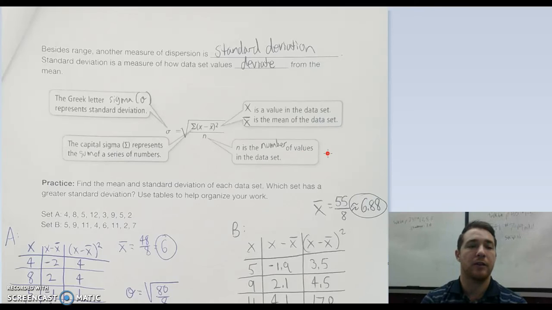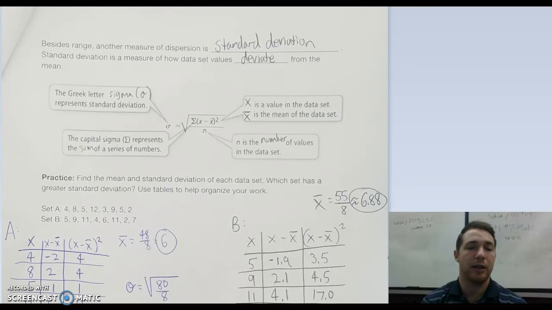So for practice, we're going to find the mean and standard deviation of these two data sets, and we're going to try and see which one has a higher standard deviation. It looks like a lot to do with that formula. Again, it's some Greek in there. It looks kind of complex with a square root and everything. But this is a little bit easier if we break it down into steps.